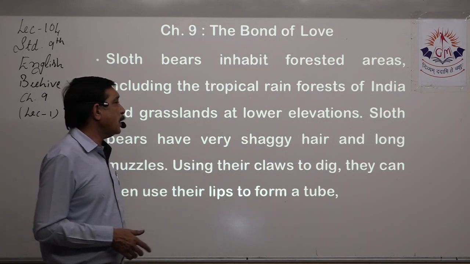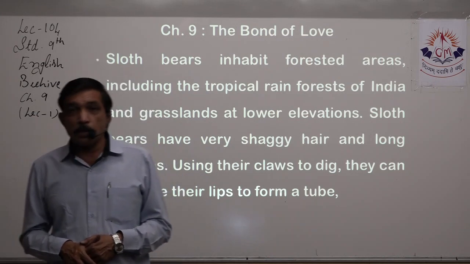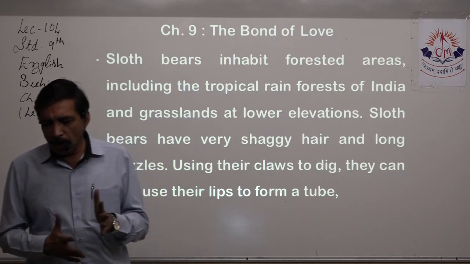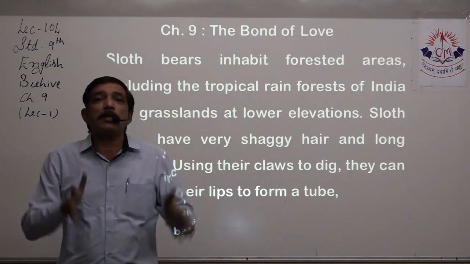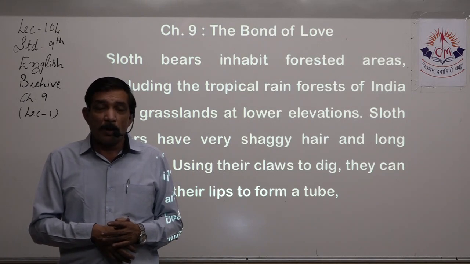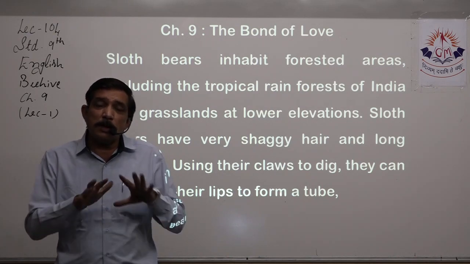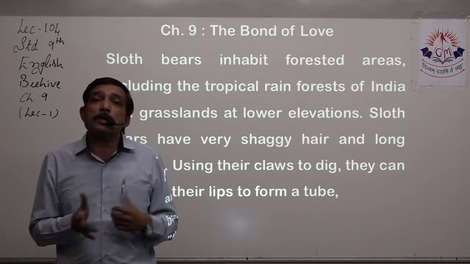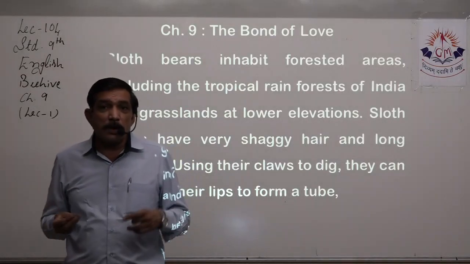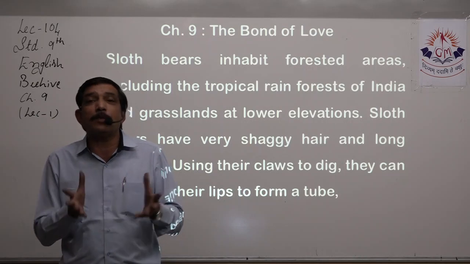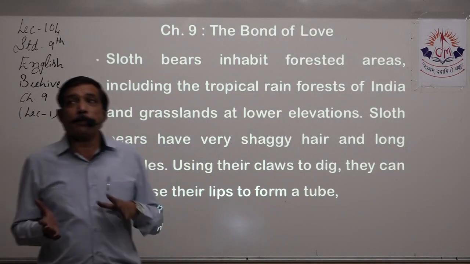Sloth bears have very shaggy hair and long muzzles. Now, this is the description of the sloth bear. They have shaggy hair. Shaggy hair looks as if it is not combed and not in a proper format. For example, if you see a bear, it doesn't trim its fur, but it grows in such a way that everywhere it looks symmetrical. Whereas if you see a sloth bear, somewhere the hair is quite long on the body, somewhere it is quite short. So it looks very dirty at first sight, right? So shaggy hair, long muzzle is a bear.